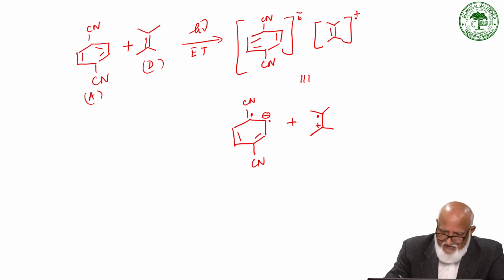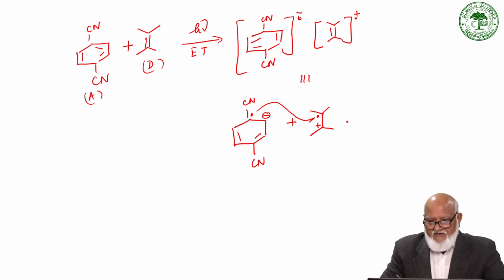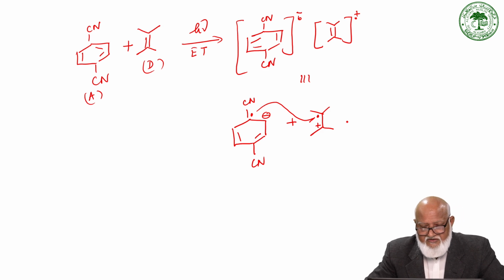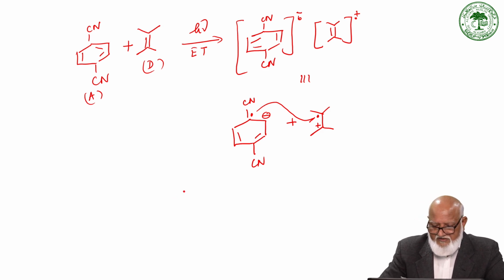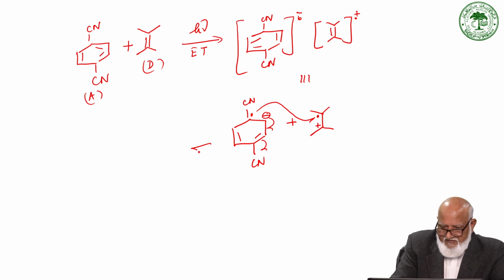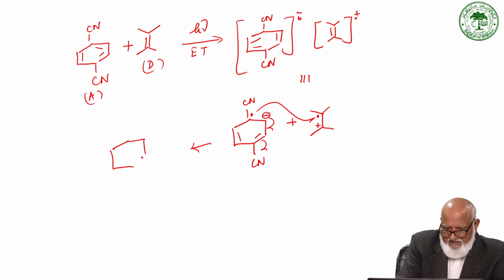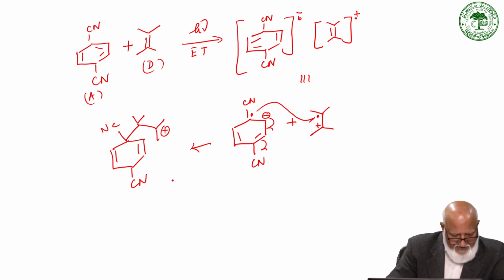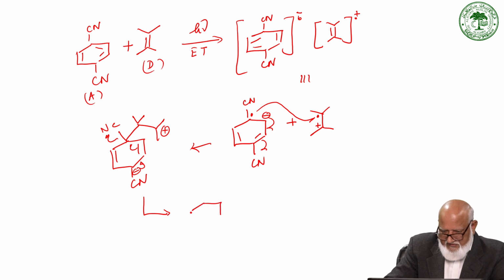Now this radical anion, there is a possibility of addition of this donor to the anthracene derivative. So addition of a donor to an acceptor has also been reported, and then this becomes a system like this, double bond, CN here, and this further undergoes loss of a cyanide and then loss of H plus. So this goes like this, minus CN, to give a fully aromatic system.